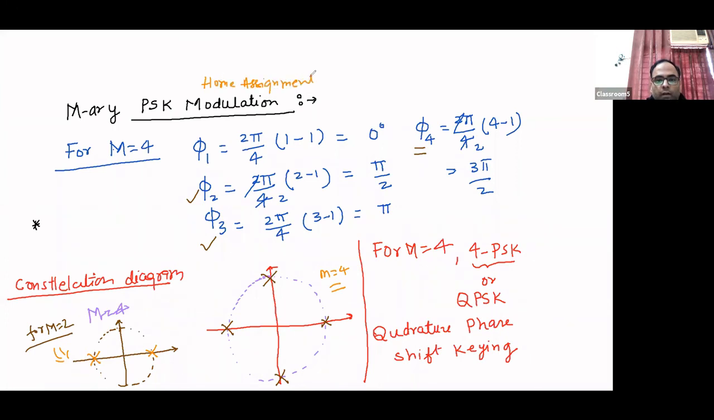It can be your home assignment that you draw the waveform representation for 4PSK.